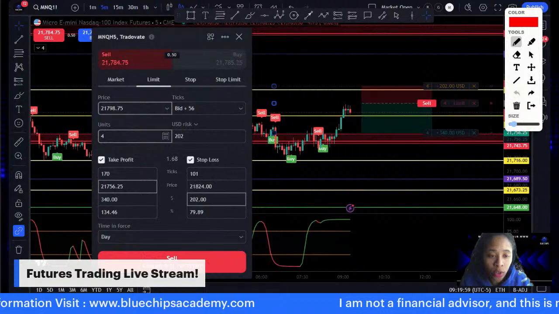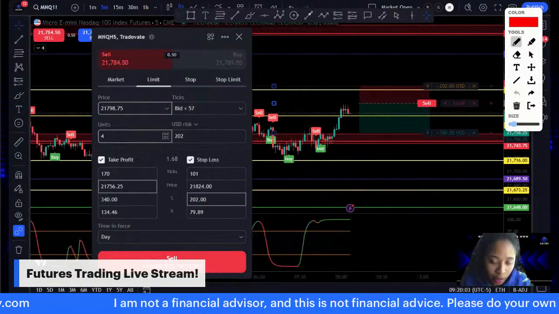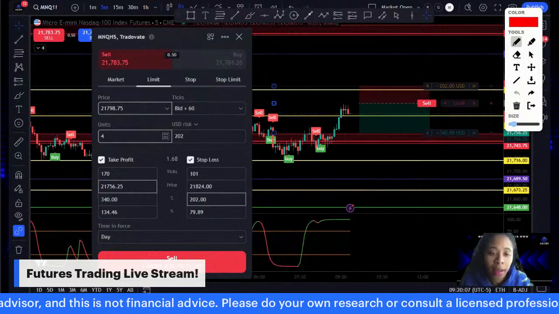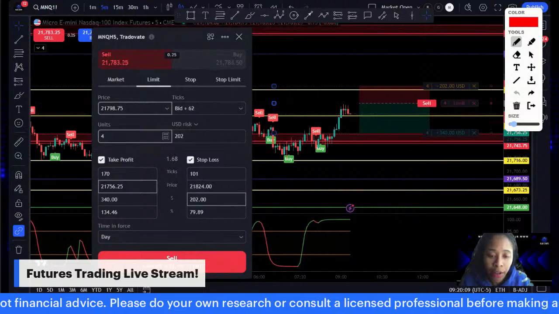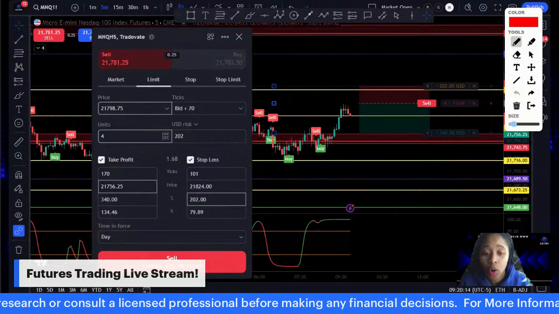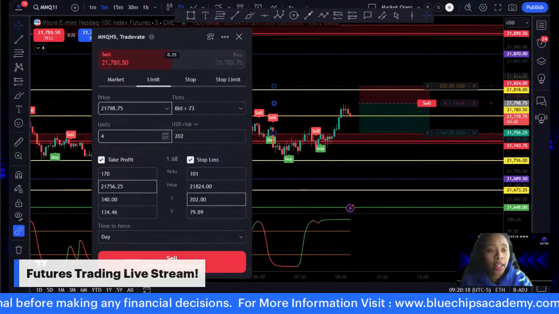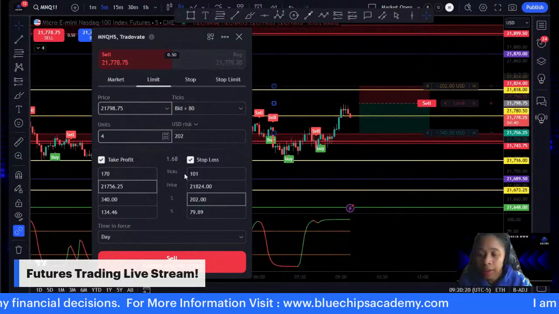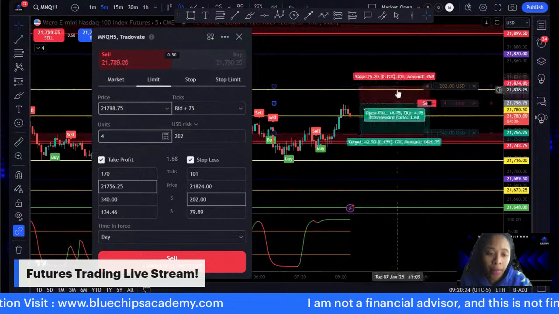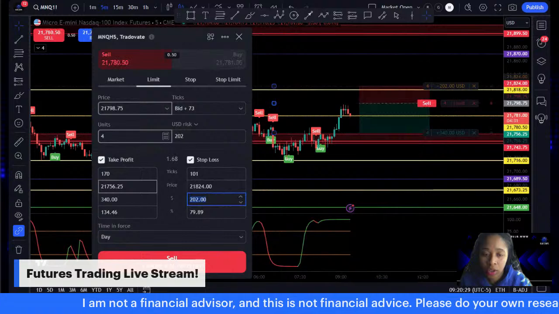So the first thing I want to do is figure out where I'm putting my stop loss and my take profit. That's my setup. Once I figure that out, then I figure out how much I want to risk based on where I am. In this case, we see that 4 contracts, based on where my stop loss is, I'll be risking $202.